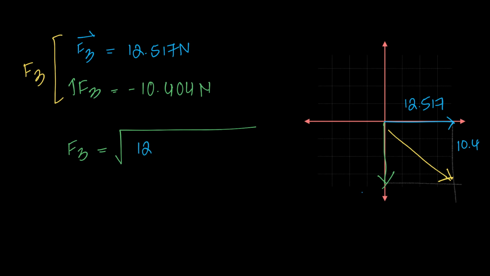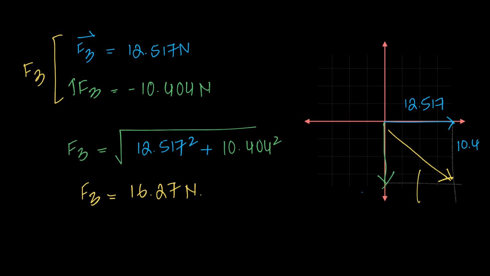So it's 12.515 squared plus 10.404 squared. And my value comes out to be F3, which is 16.27 newtons, right? Moving on. So again, not really moving on, but this value is coming out to be 16.27.